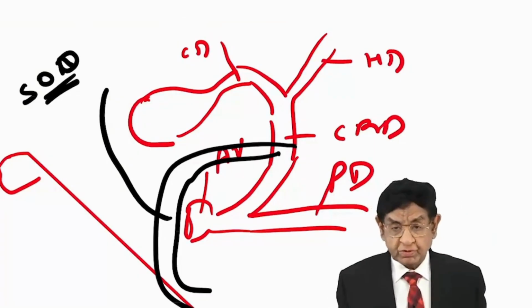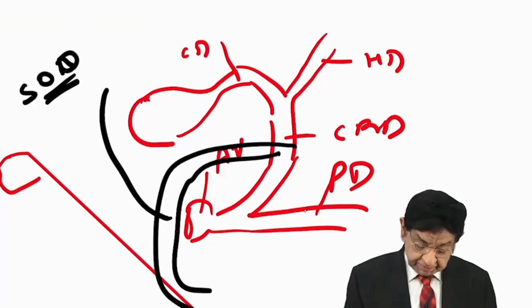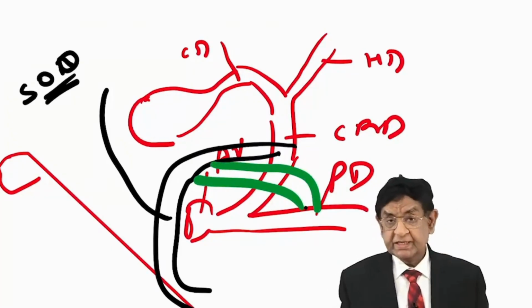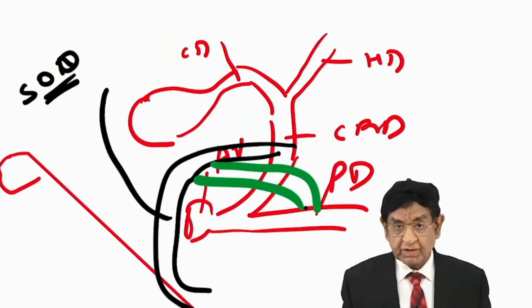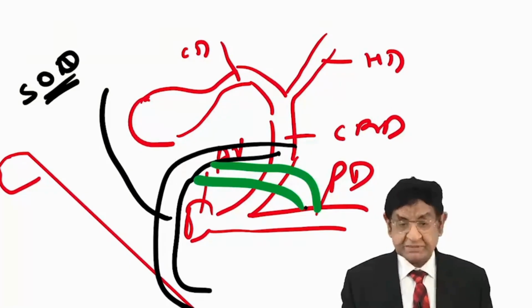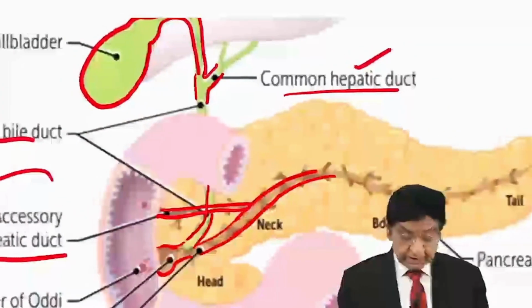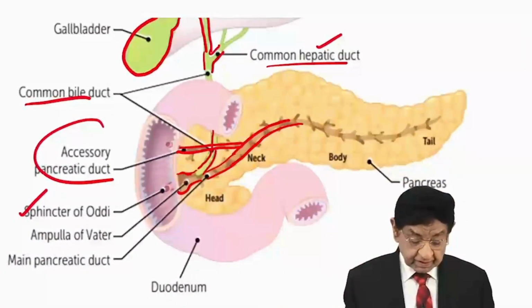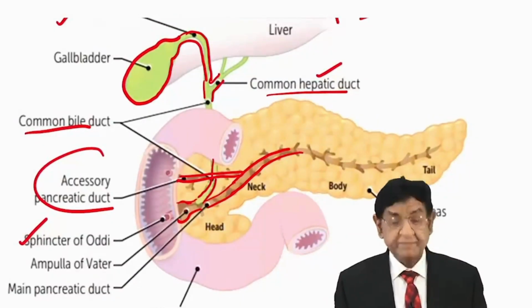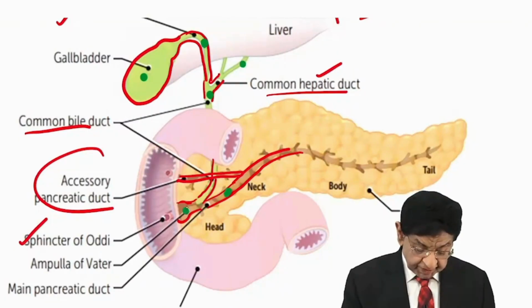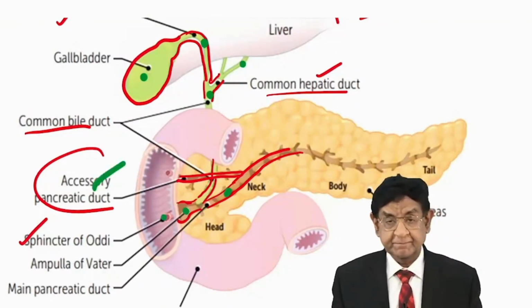So I hope you could draw the diagram, but what I wanted to say was that the pancreatic duct has an accessory pancreatic duct also, and that opens separately, not into the ampulla of Vater. It has a special meaning. All these I'll be discussing in due course of time. Again, look into the diagram, and I hope now you can appreciate better the common bile duct, cystic duct, hepatic duct, pancreatic duct, ampulla of Vater, sphincter of Oddi, and the accessory duct.